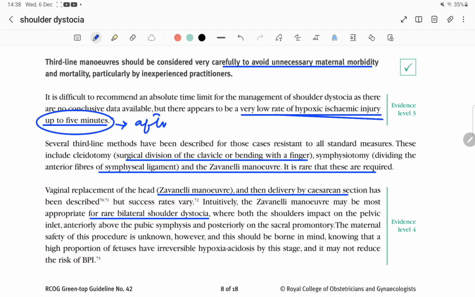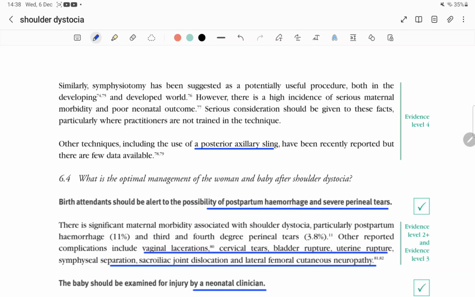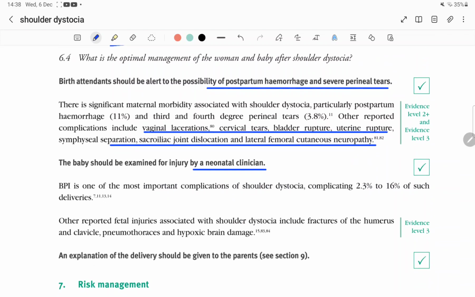Okay, the third line maneuvers we have cleidotomy, surgical division of or bending with a finger, clavicle, anterior fiber of the symphysial ligament, symphysiotomy, and Zavanelli maneuver. Okay, Zavanelli maneuver is the vaginal replacement of the head and delivery by the cesarean, and it is for the bilateral shoulder dystocia. Okay, posterior axillary sling was used, but the data available are very less.